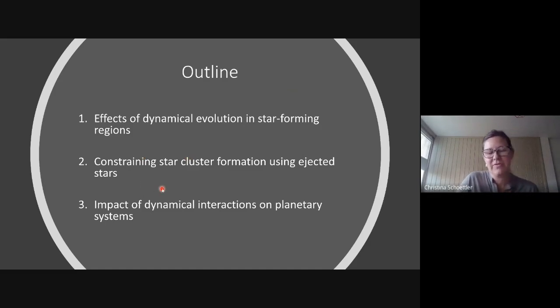I will then go into some of my research that has taken me throughout my PhD, which is actually constraining star cluster formations, so figuring out how these star clusters could have formed using ejected stars. So the stars that are no longer part of a star-forming region that have been kicked out, often as a consequence of dynamical evolution, so dynamical interactions, n-body interactions in these kind of environments. And these dynamical interactions can also have an impact on planetary systems or also disks that are formed around the stars in these stellar clusters or stellar associations. But I'm focusing on planetary systems in my work. I haven't gotten to the effect on disks yet.